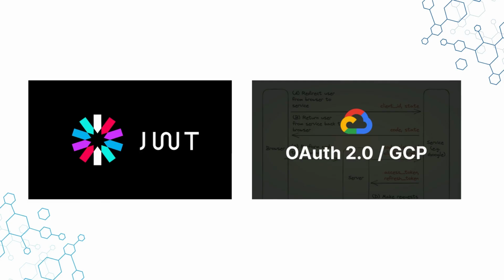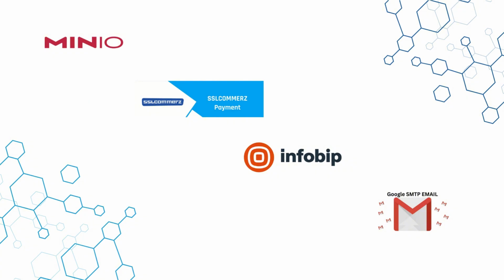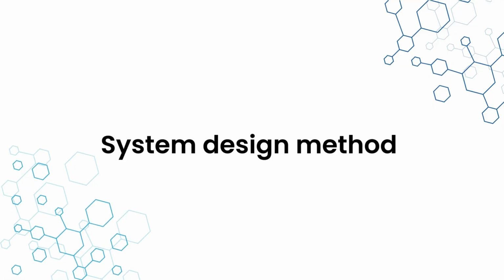After the DevOps components, we come to the security integration. Here we integrated JWT authentication and OAuth 2 security authentication. Then third party and gateway. Here we use MinIO, SSL Commerce, InfoDB, and SMTP.